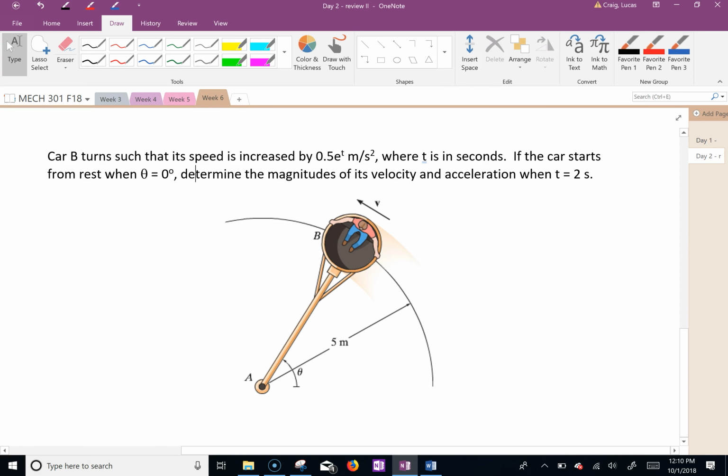All right, car B turns such that its speed is increased by 0.5 e to the t meters per second squared. If the car starts from rest at 0 degrees, determine the magnitudes of its velocity and acceleration at 2 seconds.